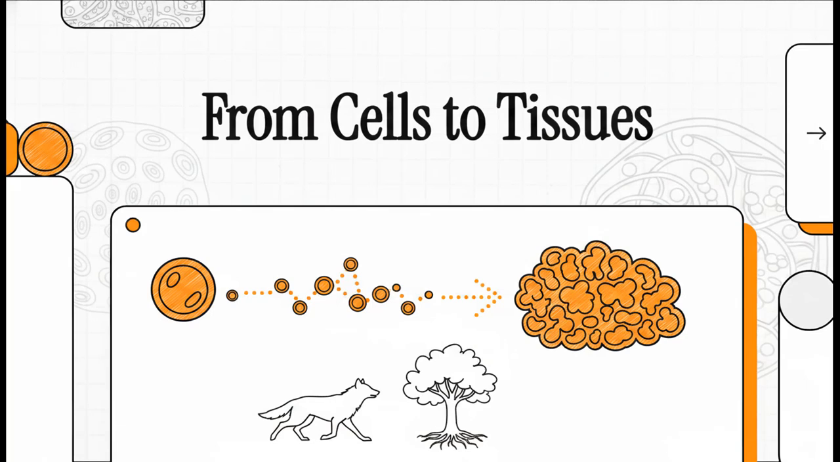Welcome to this explainer. Today we are zooming in on the ultimate construction project, biological architecture. We're going to explore how life organizes itself, moving from isolated single cells all the way up to the highly specialized teams we know as tissues. Did you know your body is a bustling metropolis of over 30 trillion cells? That's just wild. And whether you're looking at a running wolf or a towering oak tree, the fundamental rules of how they're built remain incredibly consistent and remarkably efficient.